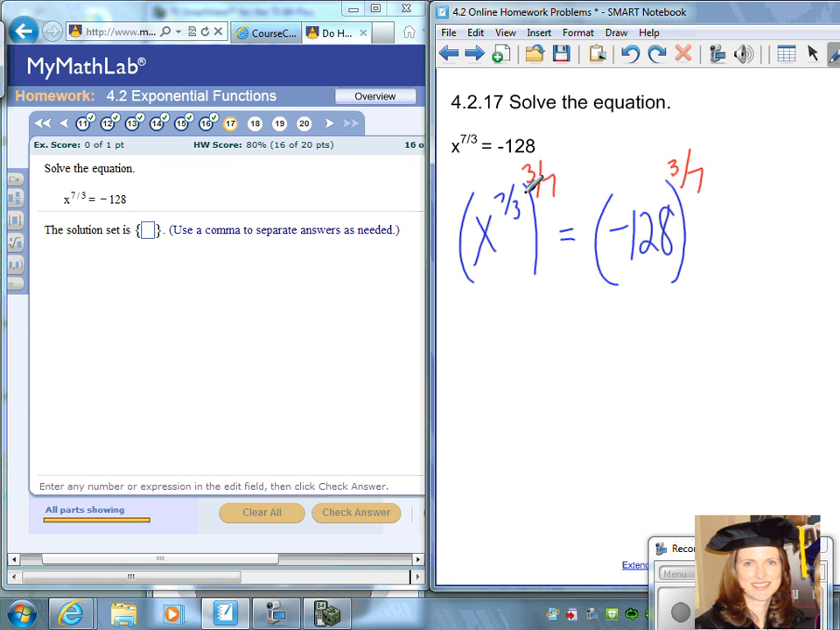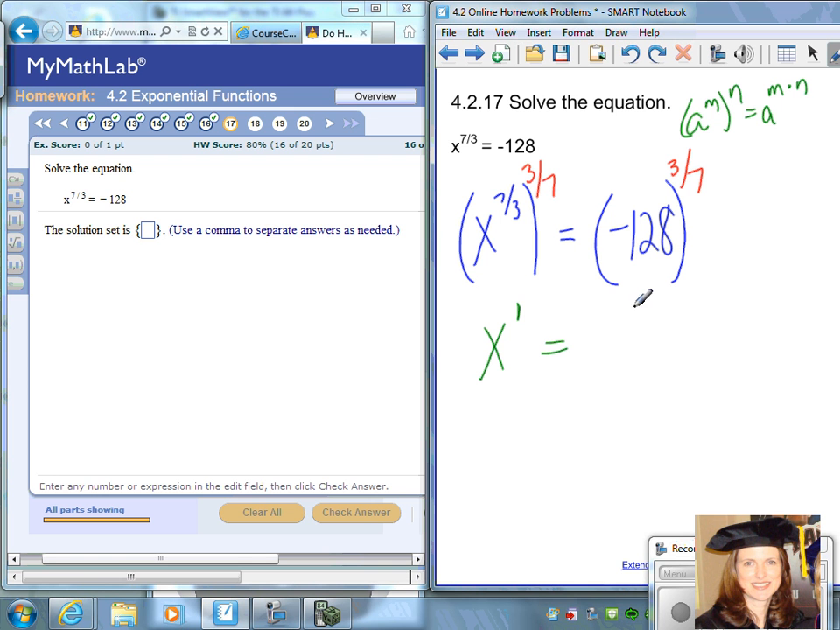You choose a power that is a reciprocal of the power given so that you can end up dividing those out. Remember, a power to a power: if you have a to the m to the nth power, it's a to the m times n. So this left side is going to be x to the 7/3 times 3/7. That ends up being a 1 when you multiply 7 over 3 times 3 over 7. You get x to the first power.